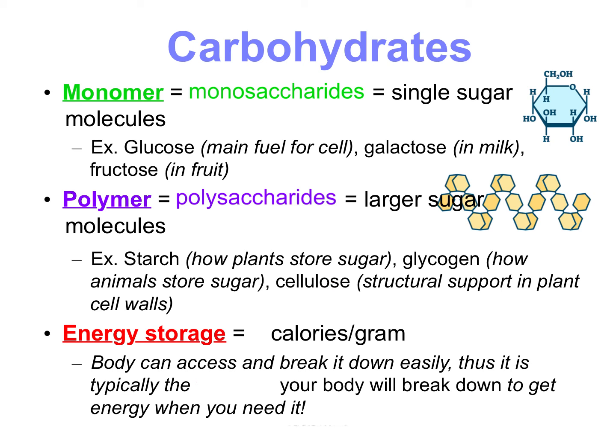And the last thing to talk about is the amount of energy that is provided from carbohydrates. They give us 4 calories per gram of carbohydrates. So your body can access and break it down easily, and thus it is typically the first thing your body will break down to get energy when you need it. So this is, again, why we do the pasta or carb loading, is because it's broken down really easily, and so it's the first thing you'll use. It's really fast and easy to get the source of energy.